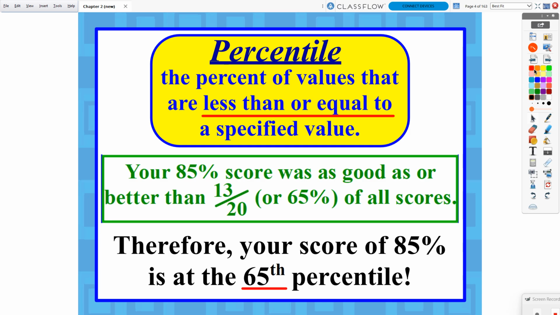Now, keep in mind, if someone else also scored an 85, you would also include that other person's 85 as a part of your percentile because you did as good as that person, right? Because we're going to say "or equal to," not just the people that you did better than.